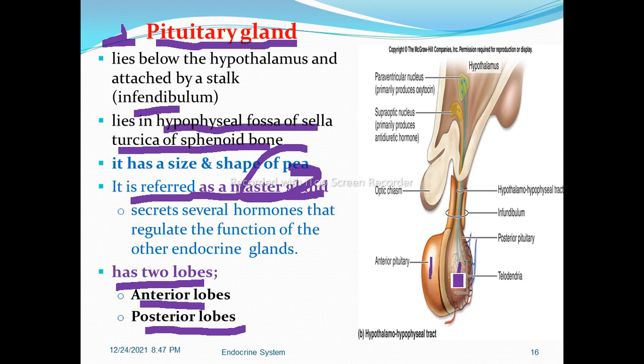This is the anterior pituitary gland, also known as the adenohypophysis. The posterior pituitary gland is known as the neurohypophysis. They are different in color, and the posterior one seems more nervous. The hypothalamo-hypophyseal tract is the tract which is continuous from the hypothalamus. This is the optic chiasm.